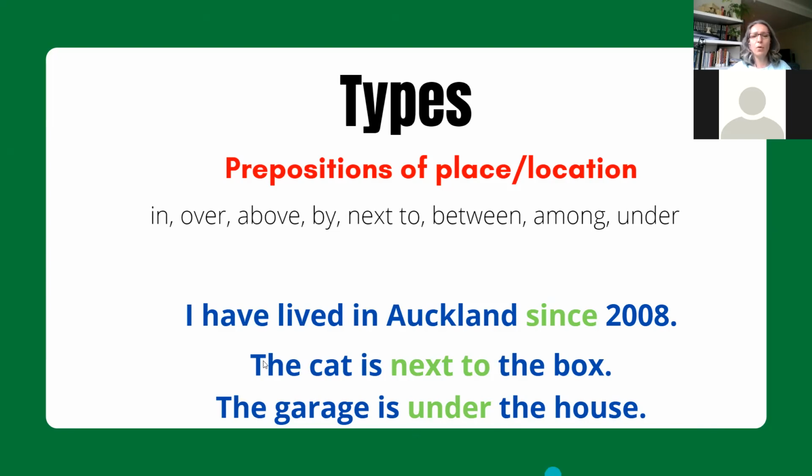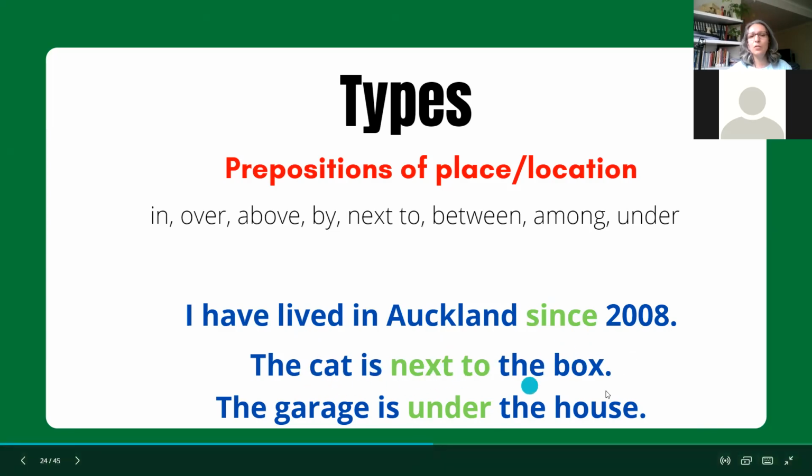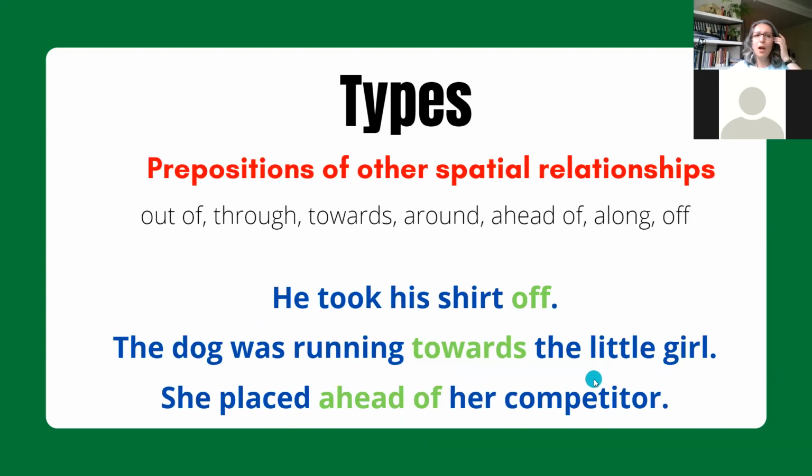So here we've got, I lived in Auckland since 2008. That's from the previous slide. The cat is next to the box. Next to, they're a pair. The garage is under the house. So this is the relative position of two items. There are other spatial relationships. And those could be pairs or single words that don't necessarily talk about above or below, but are just a little bit more nuanced, I guess.